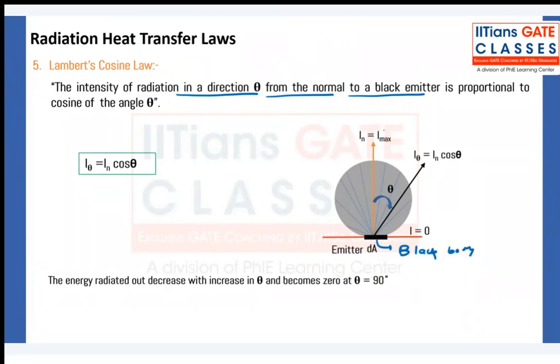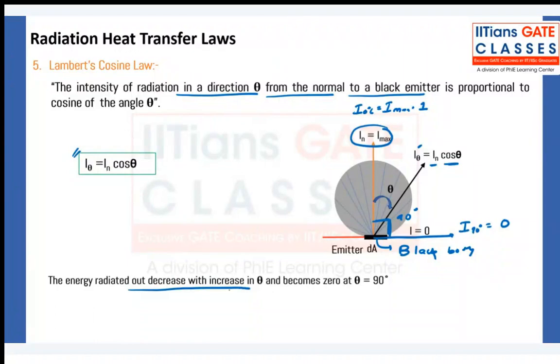So you see here it is maximum. If you want to calculate at an angle theta, then you can find I maximum, intensity of radiation maximum cos theta. And at this point, what is theta? 90. So cos 90 is equal to 0. That means I at 90 degree will be equal to 0, and I at 0 degree will be equal to 1, which is I max. So I theta is equal to I n cos theta. Energy radiated out decreases with increasing theta. As theta goes from 0 to 90, it is decreasing, and becomes 0 at theta equal to 90.